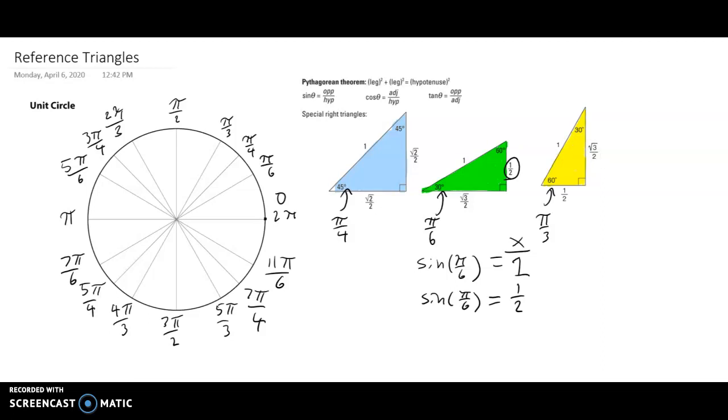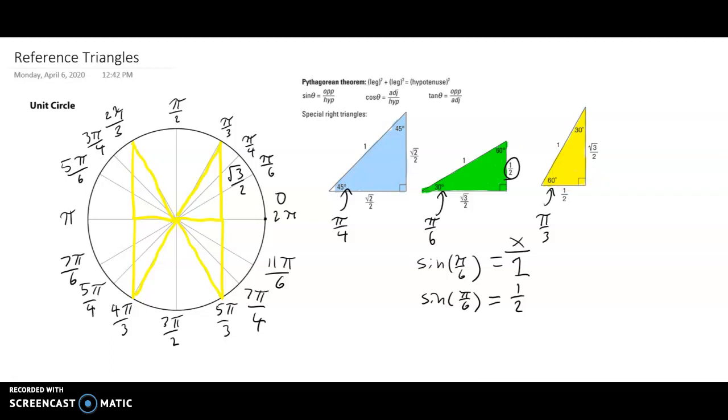So the last one that I'll draw is all of these angles at some increment of pi over 3. So pi over 3, 2 pi over 3, 4 pi over 3, and 5 pi over 3. All of these triangles are also the same as this triangle over here. So all of the dimensions are also going to be the same, just like the others. So this is going to be square root of 3 over 2.